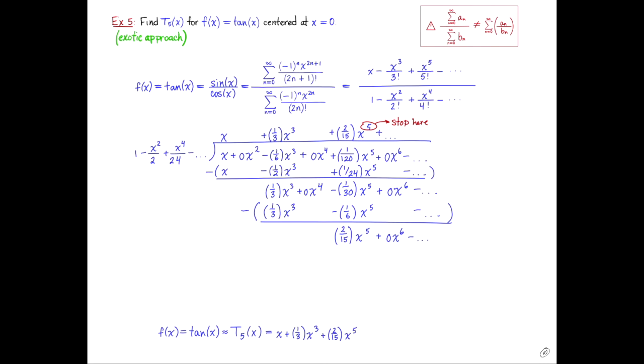What's nice about this method is that if we wanted to find a higher value of k for our Taylor polynomial, it's really easy to keep going however far we need to. I had initially mentioned that the exotic approach not only involved division, but also multiplication. So let's look at an example that involves multiplication.